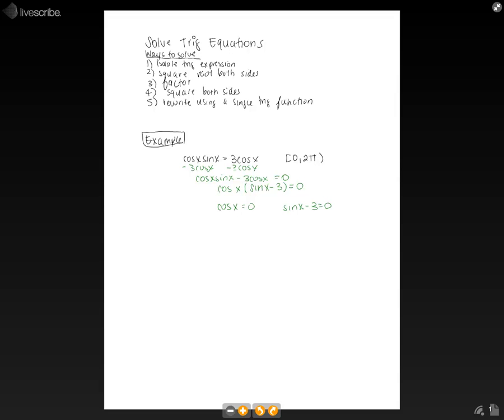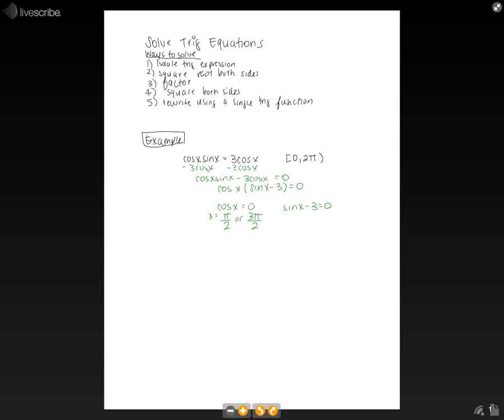So cosine of x equal to 0, on the interval from 0 to 2 pi, I can find using the unit circle, and I can find that x is equal to pi over 2 or 3 pi over 2.